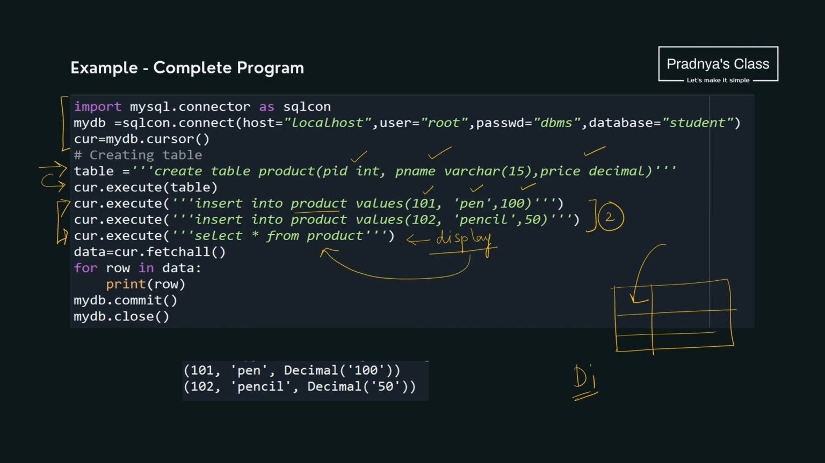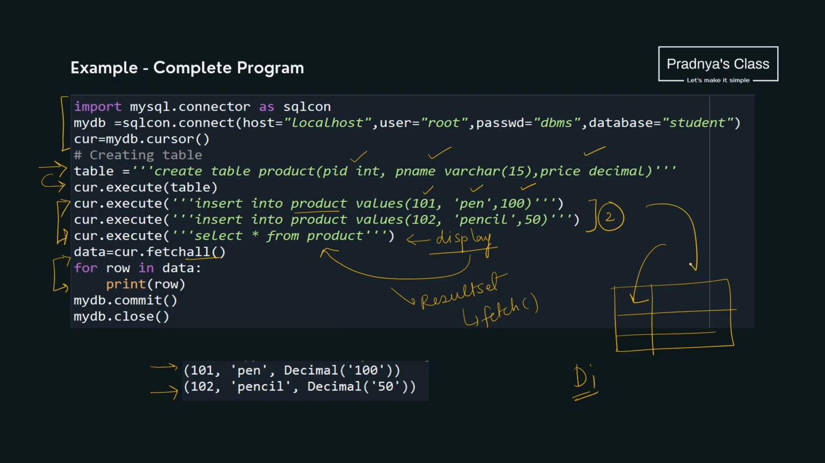Select star from product. We are displaying all the records. With the help of select you get the result set. So whenever there is a select query, then you will be using one of the fetch functions to decide how many records you need to fetch. Here we are using fetchall and using a for loop we are printing records one by one. Look at the output. We are getting it in tuples.